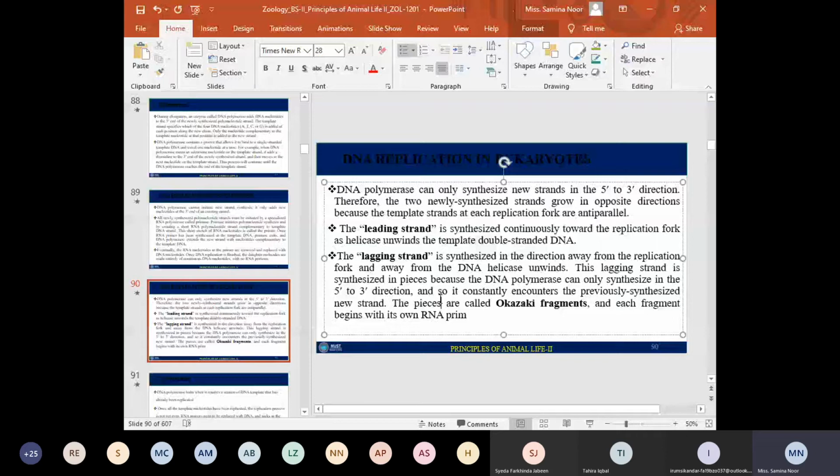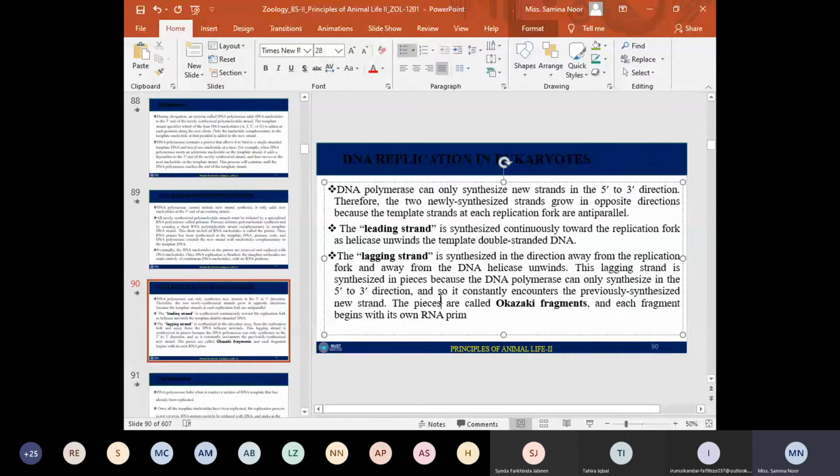In the case of the leading strand, a single primer is involved, and after the formation of the single primer, a short RNA polynucleotide chain, DNA polymerase adds the new nucleotides to this existing RNA primer. But the lagging strand is synthesized in pieces. The synthesis is not continuous like the leading strand, because DNA polymerase can only synthesize in 5' to 3', and so it constantly encounters the previously synthesized new strand.